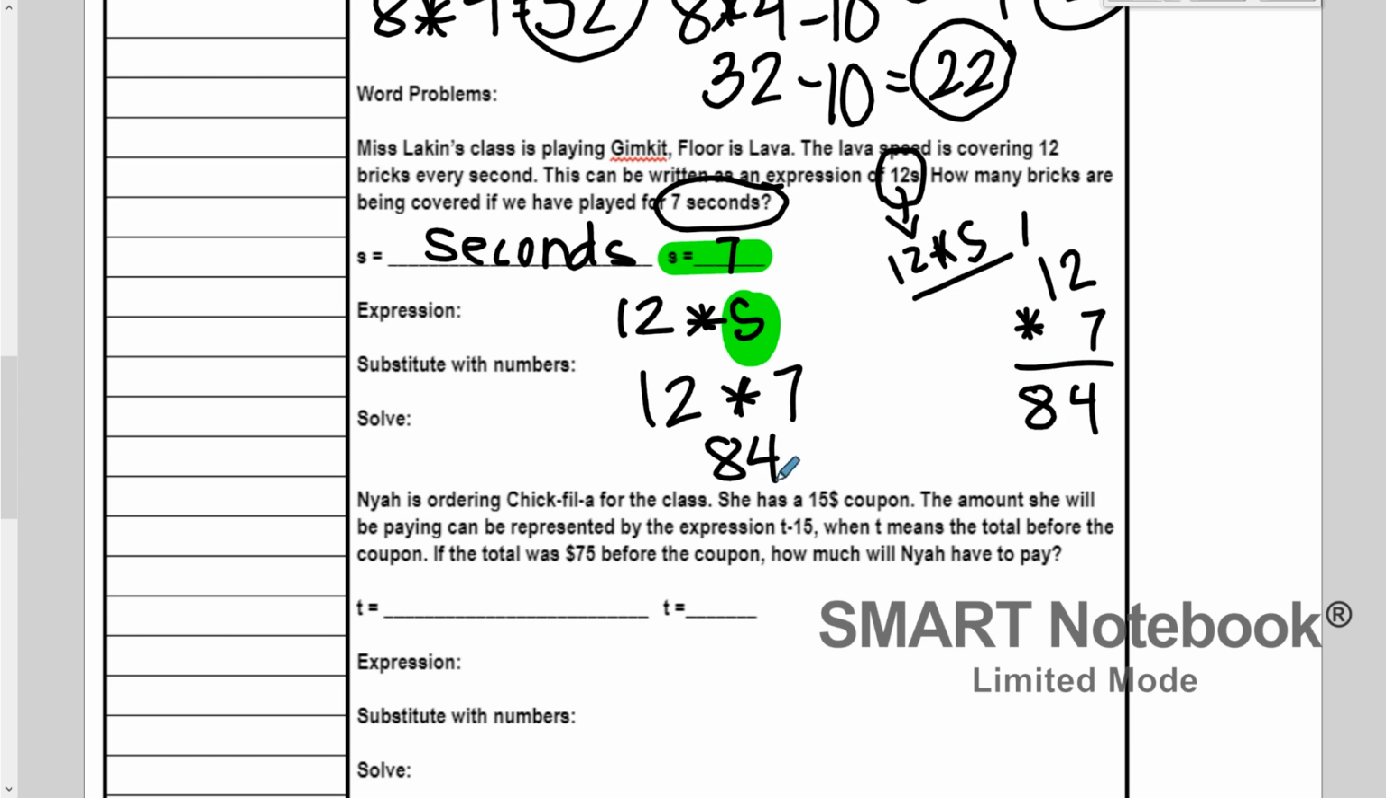Let's go back up to the problem and think. It's wondering how many bricks are being covered, so it would be 84 bricks. This could be helpful if you know how many bricks you need to build every 7 seconds.